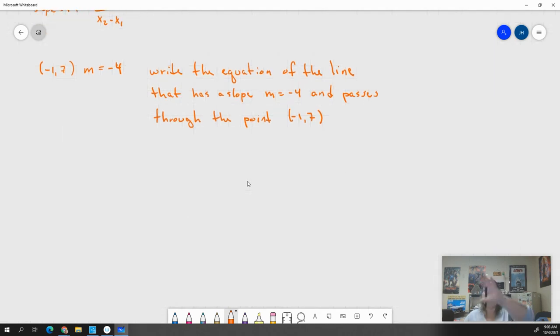Now, if I am given a point and a slope, we can always get to that y equals mx plus b form by using what we call the point slope formula. There is a formula that's going to get us from here to that y equals mx plus b form. And that formula is y minus y1 equals m, our slope, times the quantity x minus x1.